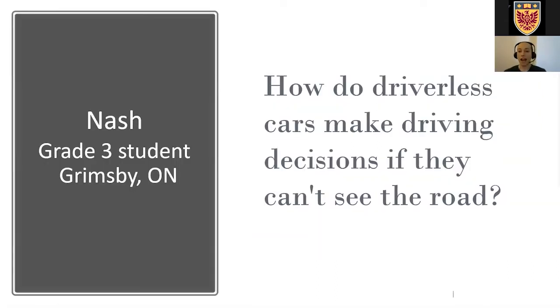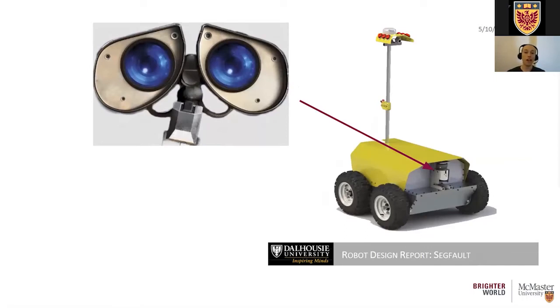Nash asks, how do driverless cars make driving decisions if they can't see the road? Great question. So the way robots are built is that they hide their sensors in ways that don't necessarily look like human eyes. So this is a robot that is very dear to my heart because I worked on it when I was doing computer science at Dalhousie University. And this robot's eyes was that little thing pointed at with the red arrow. So that is equivalent to eyes for a robot like Wall-E, right?